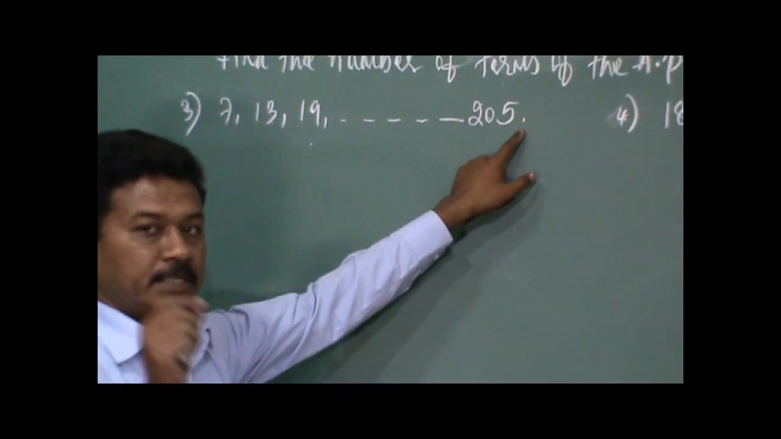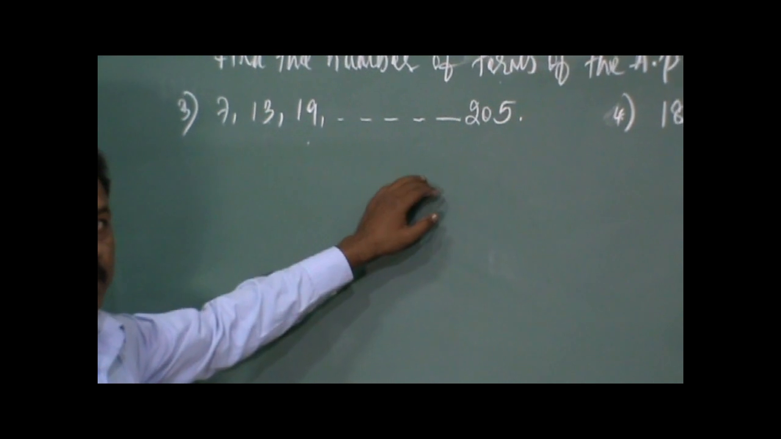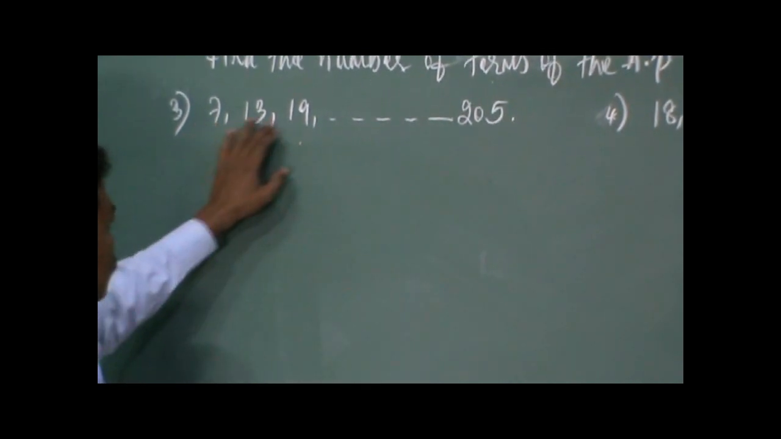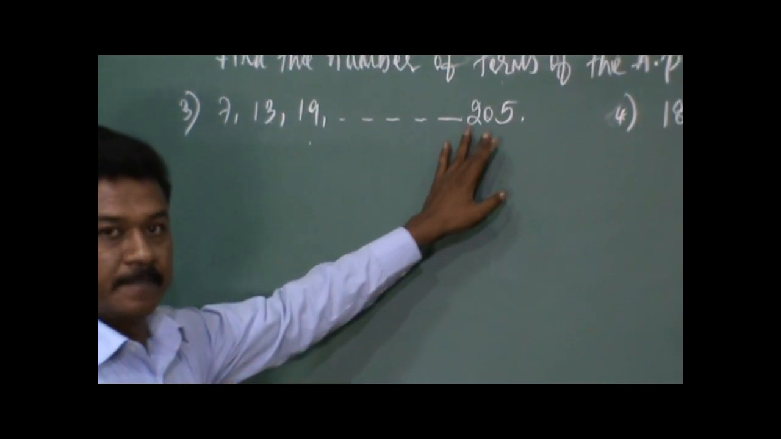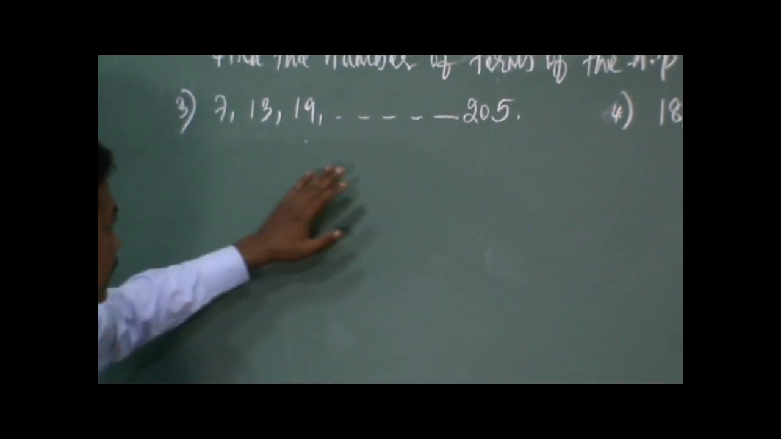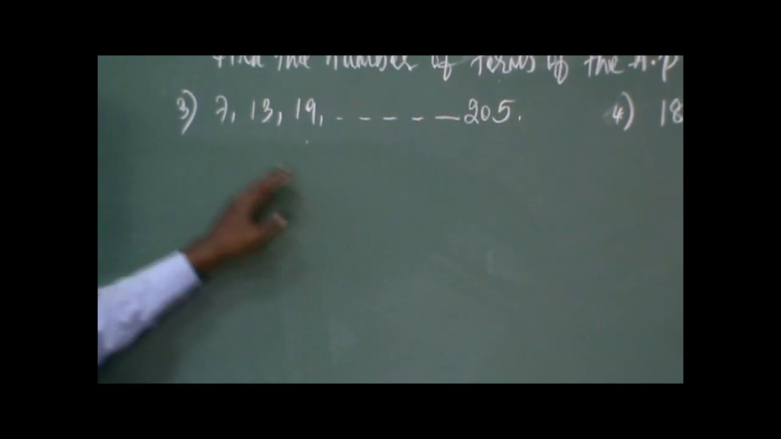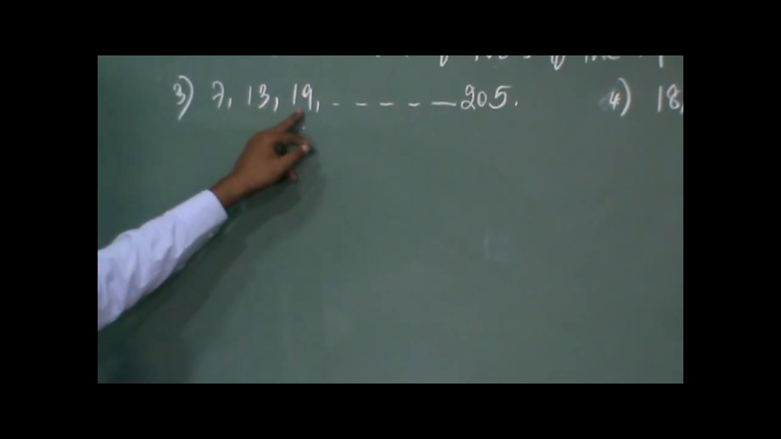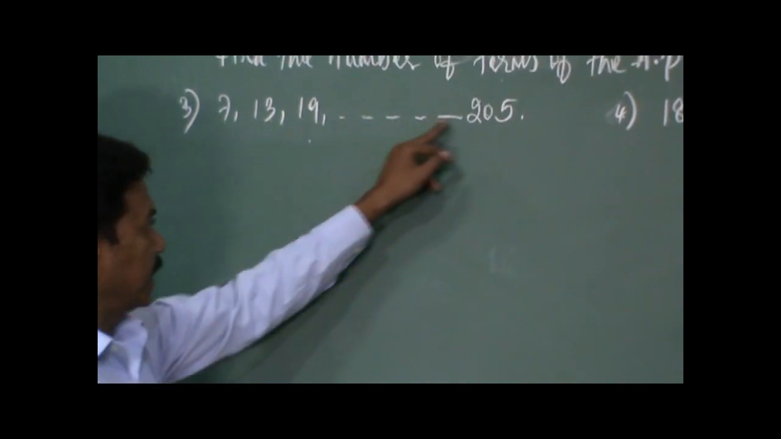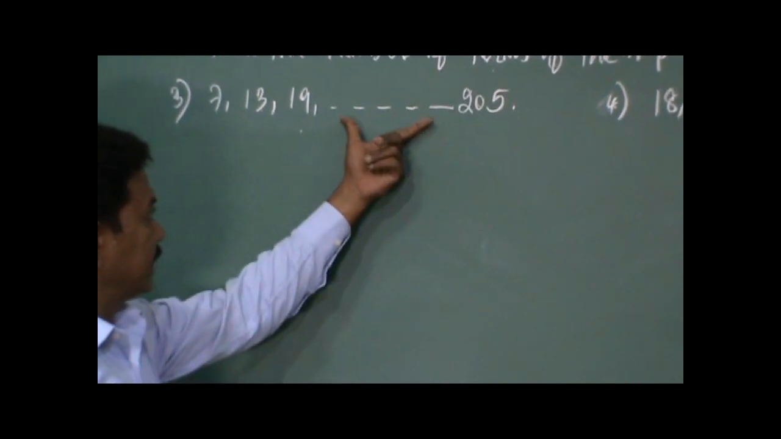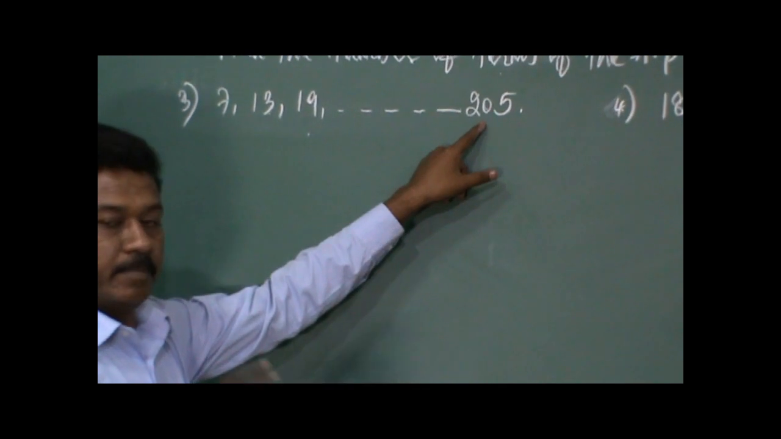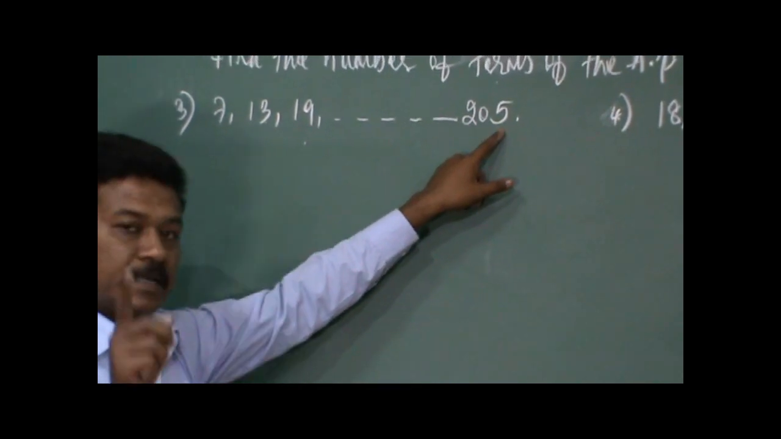Usually many students during evaluation say, sir, 1 2 3 4, there are 4 terms in this AP. That's a very silly answer. But here you have to understand the theory. 7, 13, 19, this gap indicates that there are still many terms in between 19 and 205. But 205 is the last term.